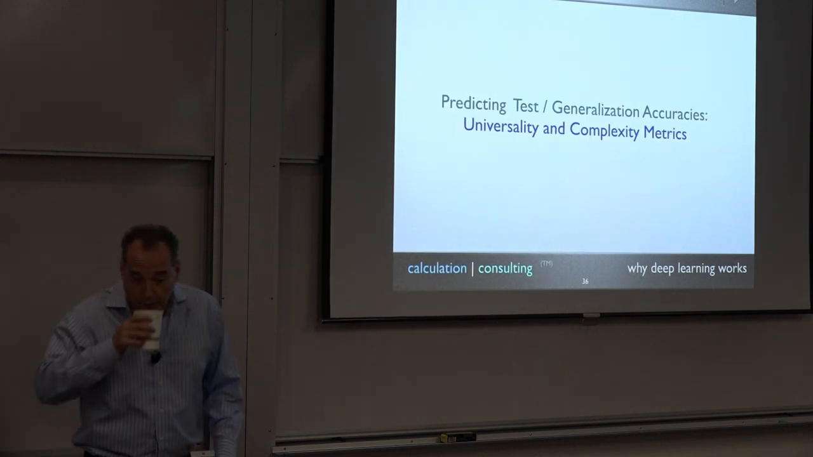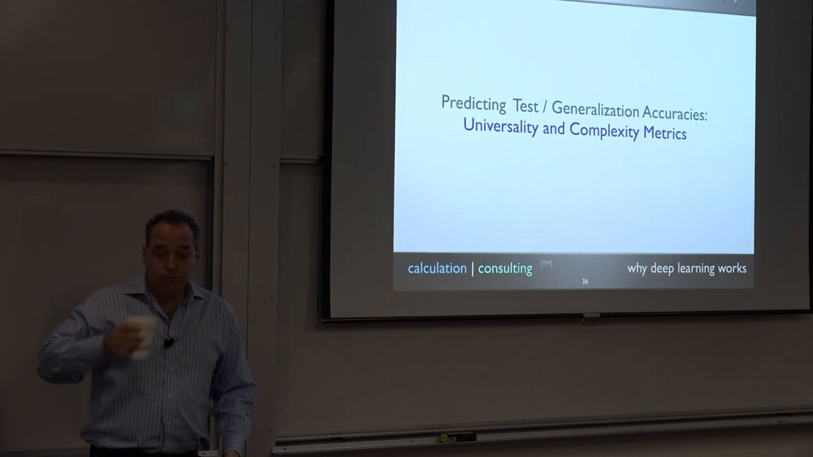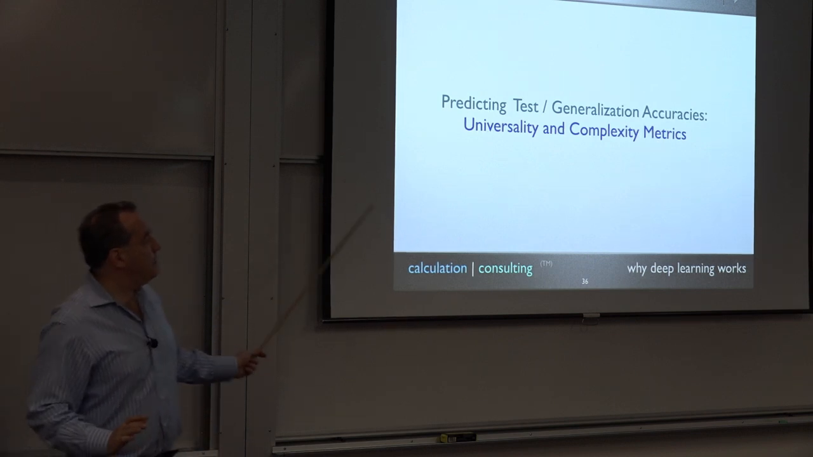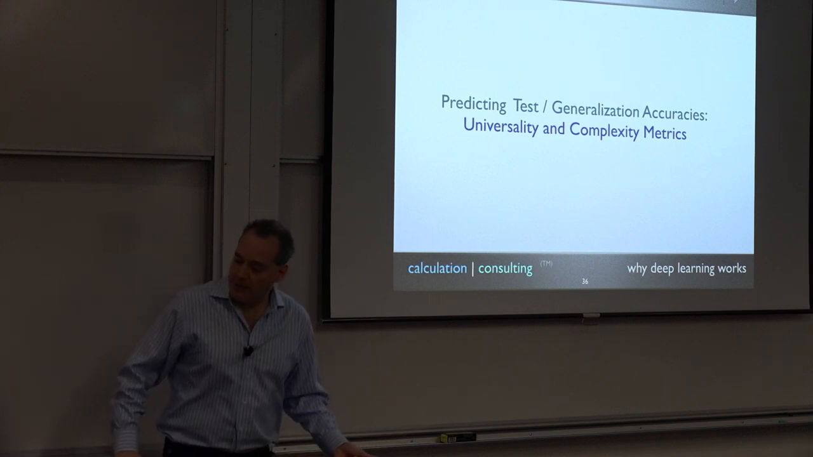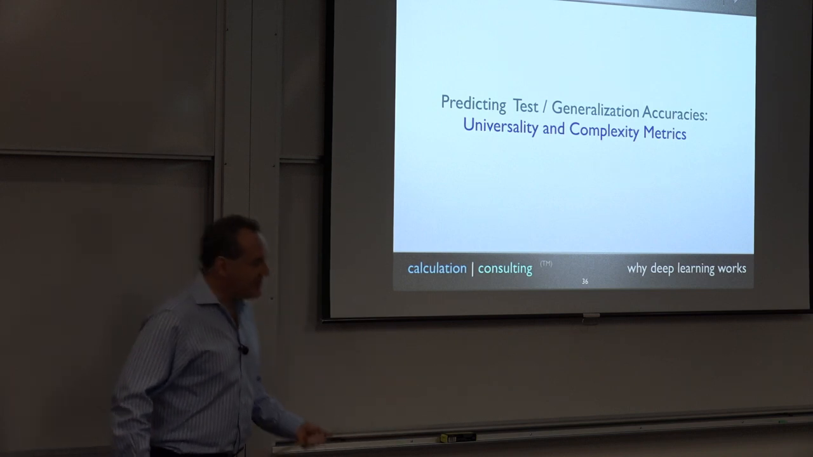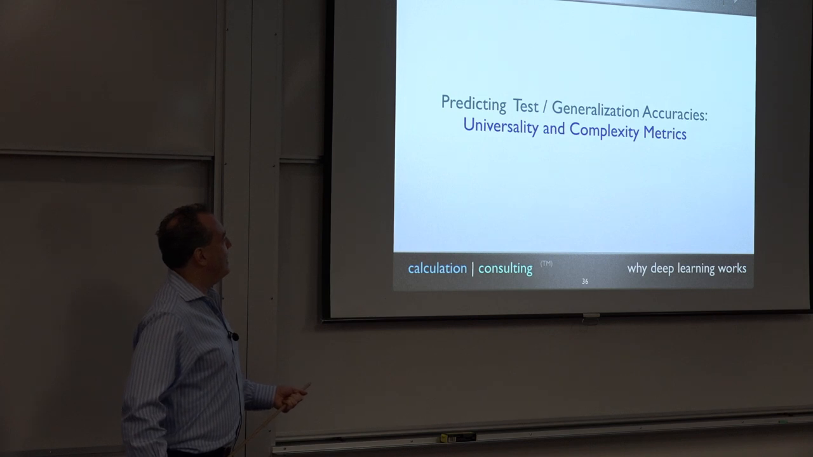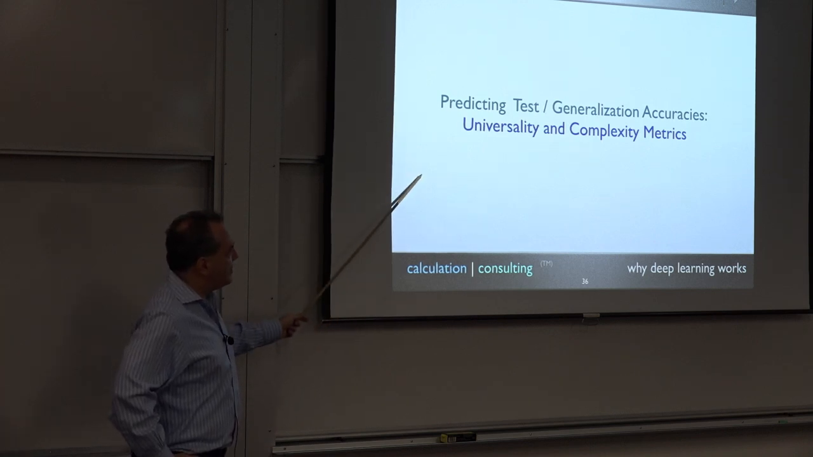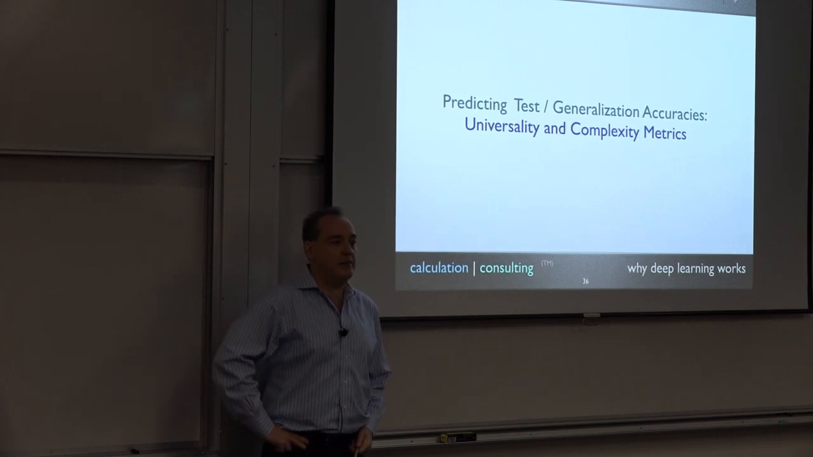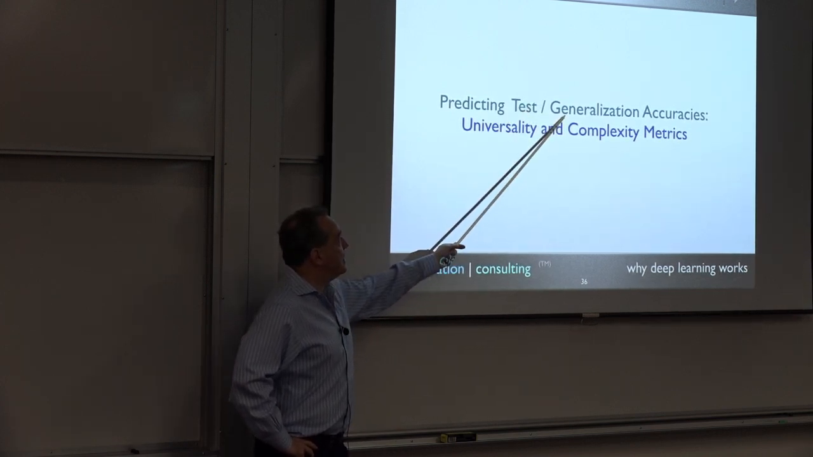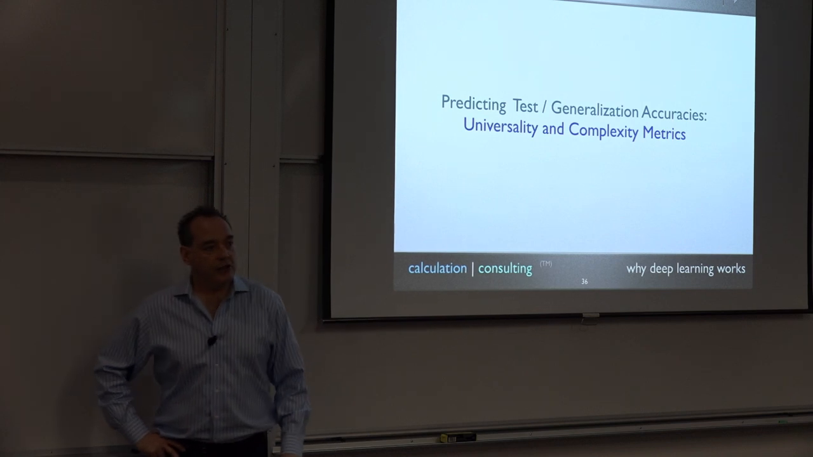Okay. Now, what I'm going to show you now are all new results, which I tried to convince Michael to finish reading the paper. But it's all new results that we're working on. Now I'm going to show you that this universality allows me to create a complexity metric, or what you call a capacity metric. And I can use this to predict the generalization accuracy of a neural network.